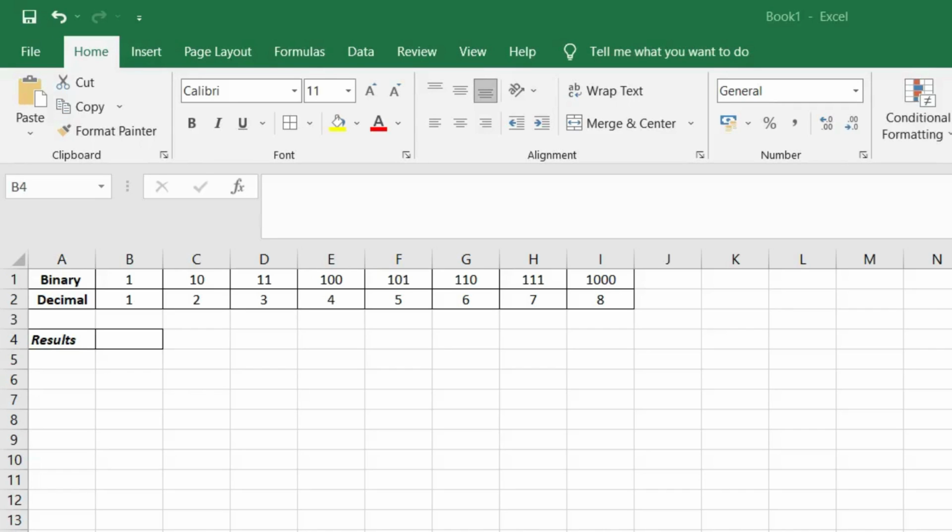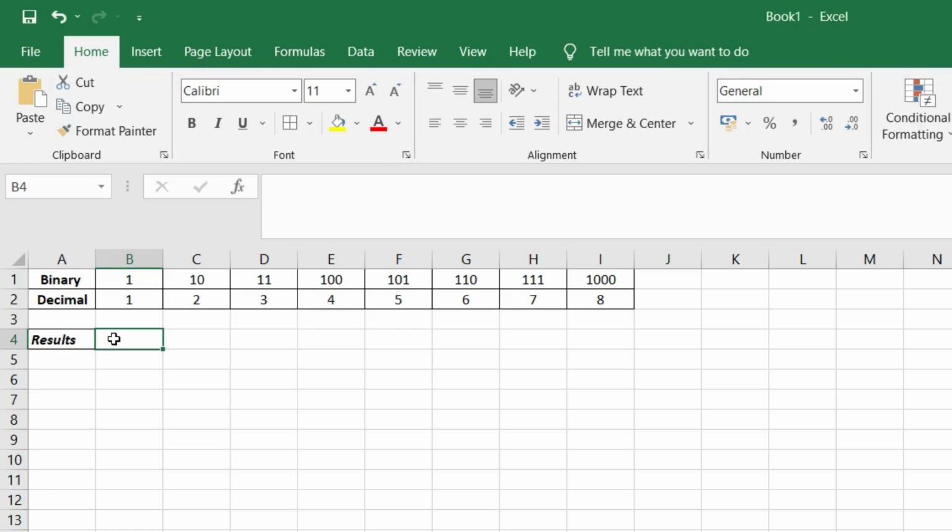Hi everyone. In this video we will understand how to perform binary to decimal conversion functions. We can see different combinations of binary numbers have been given in the first row, and the succeeding row consists of their respective decimal values.